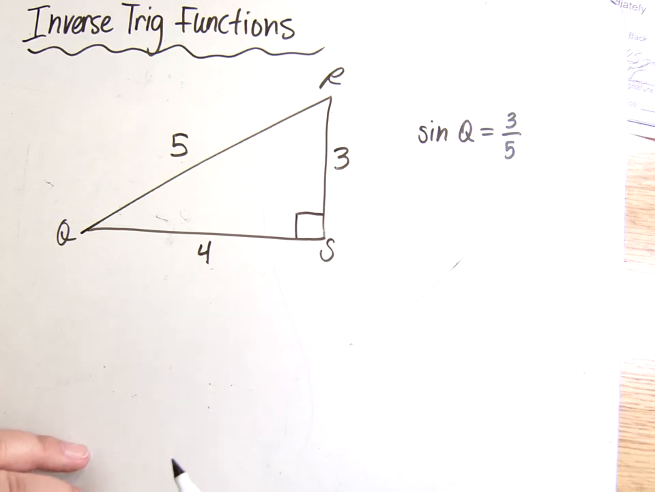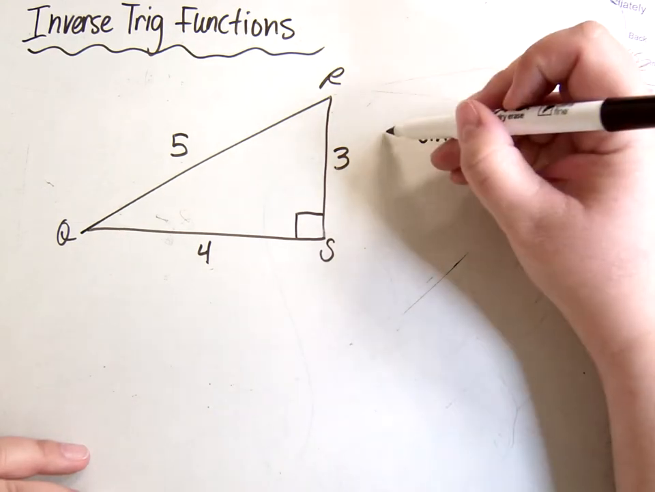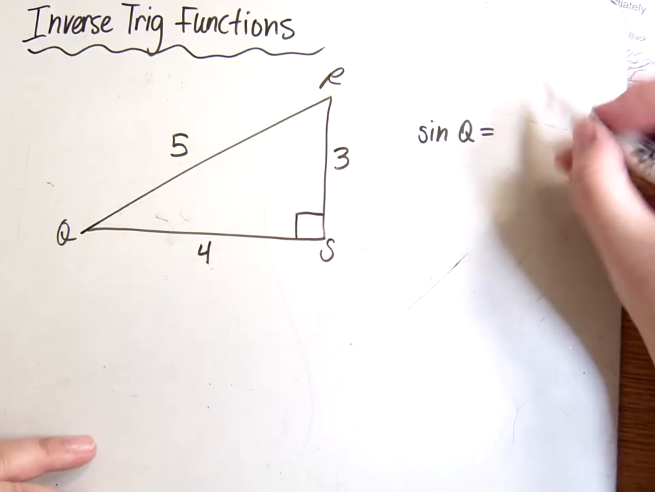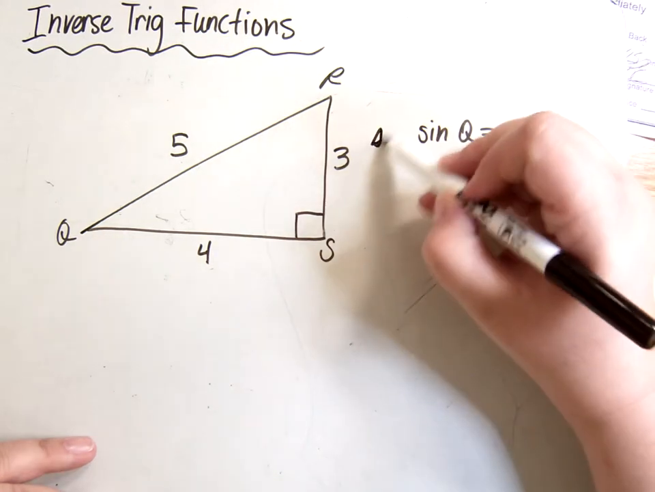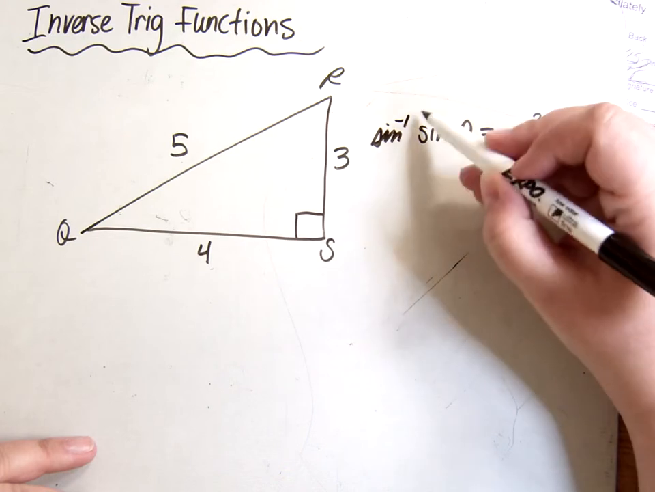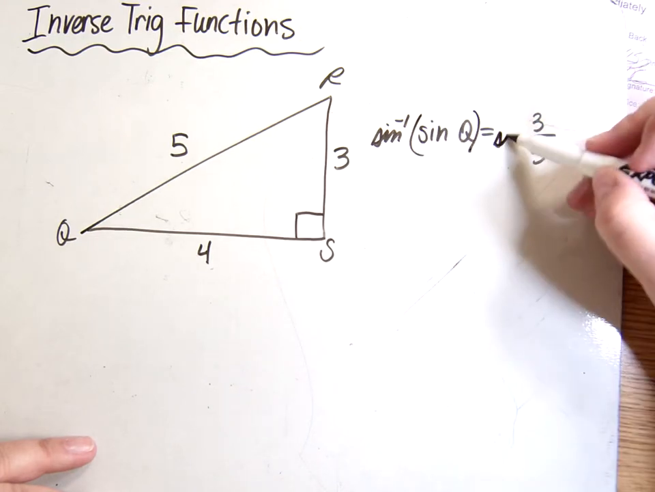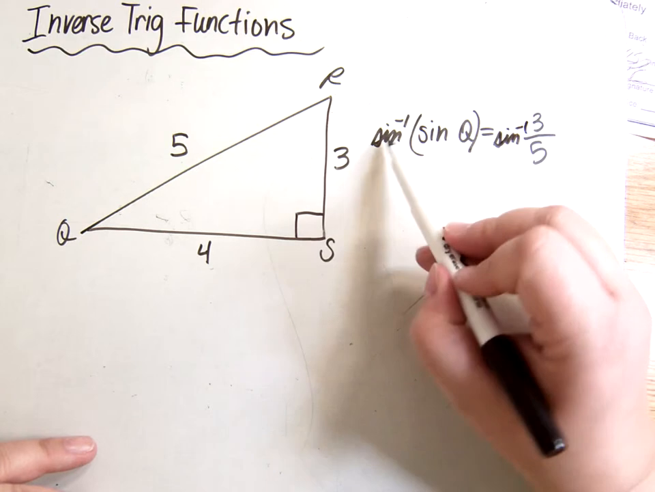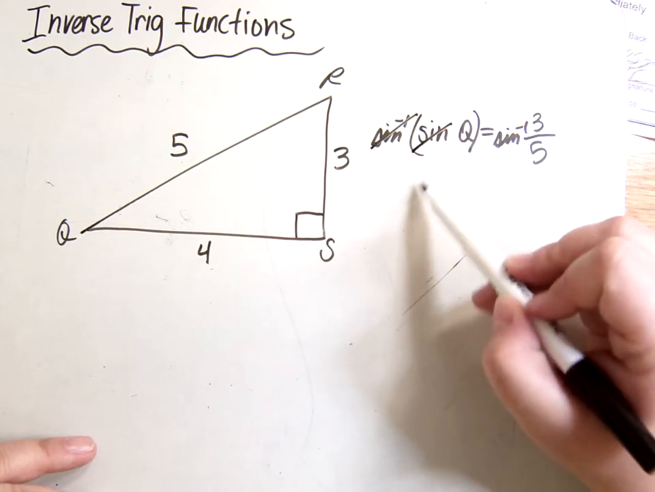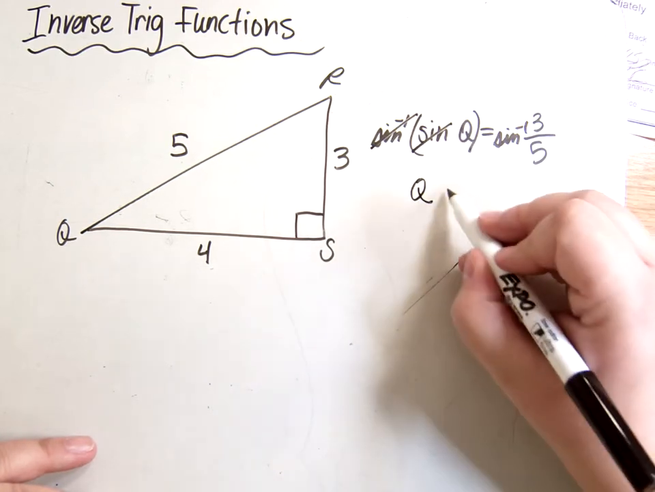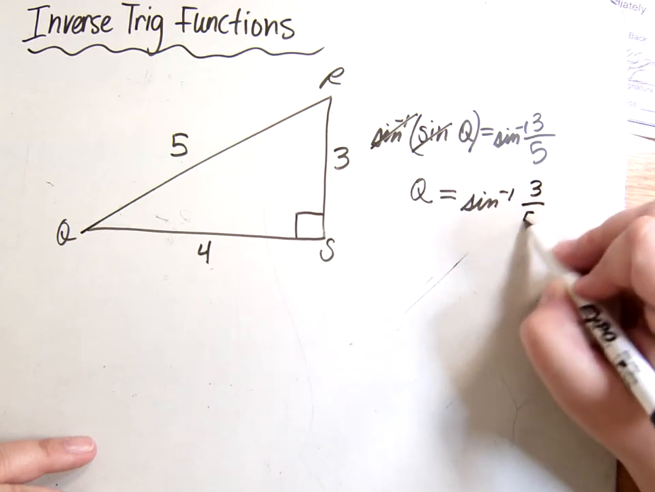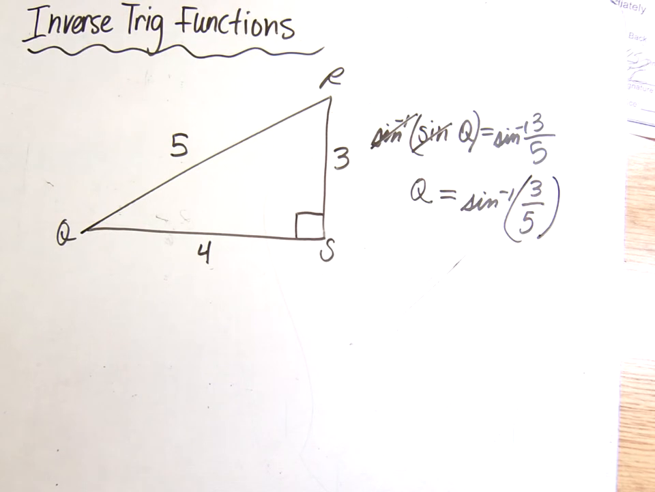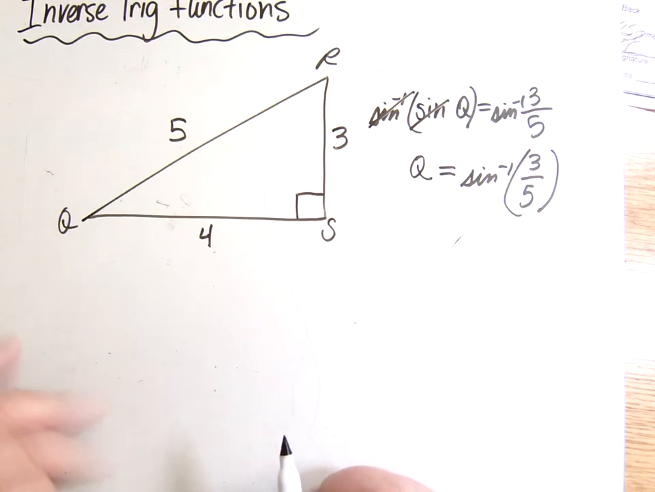I have to do the opposite of sine, basically. That's called the inverse sine. So I can take the inverse sine of both sides. If I take the inverse sine of both sides, then the inverse sine and the sine cancel out, which leaves me just Q. So Q is equal to the inverse sine of 3/5. Inverse sine just basically means I'm working backwards. Okay, let me give you an example of that.